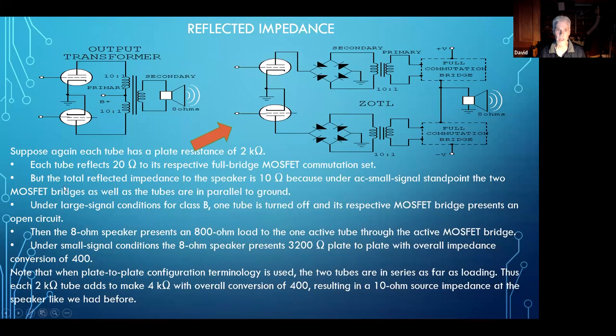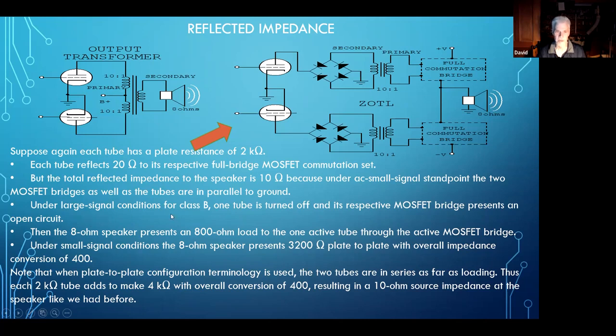But again, we've got two of these in parallel, because we've got this in parallel with this one, even though it looks like they're in series. But under AC conditions, you can treat a power supply as a ground and a power supply as a ground. So these are actually in parallel when you consider AC conditions. So the impedance presented to the speaker from this pair of 2K ohm tubes, if they're both in small signal conditions, both active, is 10 ohms. Same as the output transformer.